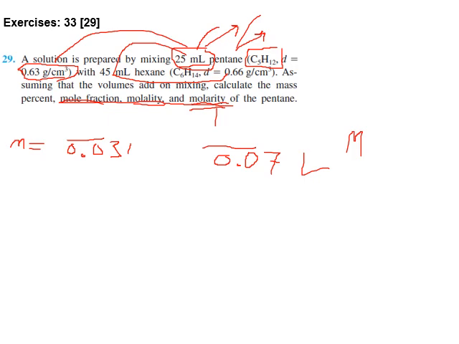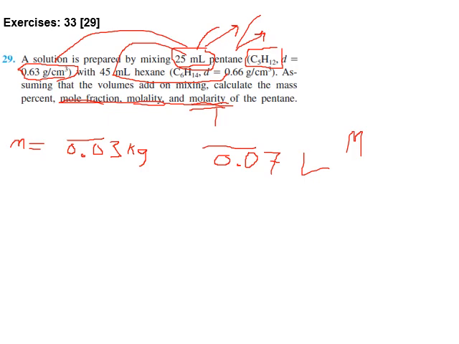And then to do the mole fraction, you just find how many moles you have of the hexane and how many moles you have of the pentane and add them together to get the total number of moles, and then take the number of moles that you had already found for pentane and divide it by the total number of moles, and that's going to give you some decimal, like 0.5 or whatever. So that's going to be your mole fraction.